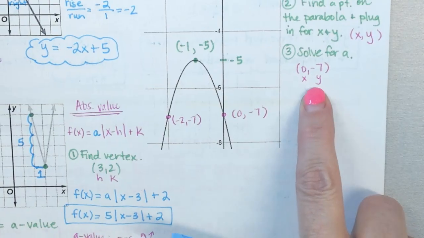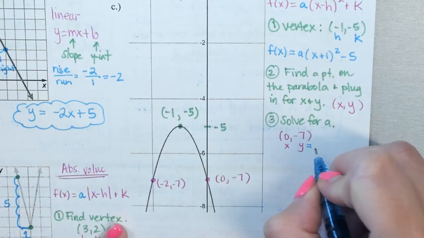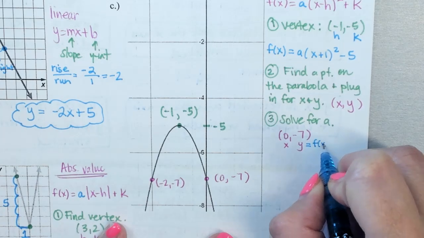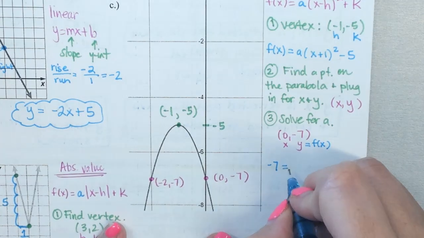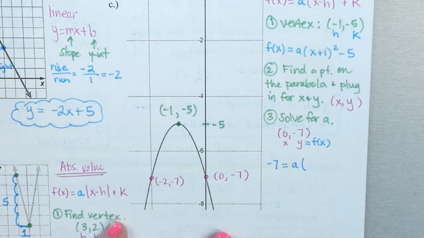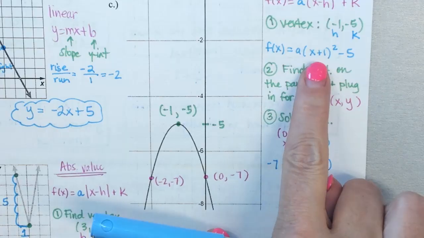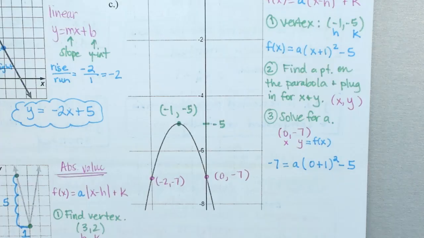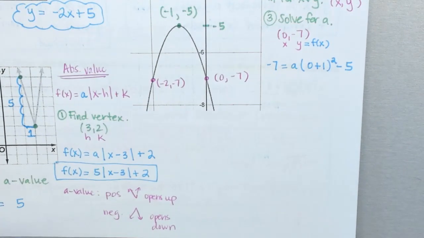And remember, y is the output. So in this equation, your y value is what? Because I don't have y there, so what am I plugging it in for? f of x. So f of x and y are the same thing. Okay, so I'm going to have -7 equals, my a stays the same. Instead of x, I'm going to plug in 0. So I have 0 plus 1 squared minus 5. And then we're going to solve that for a.